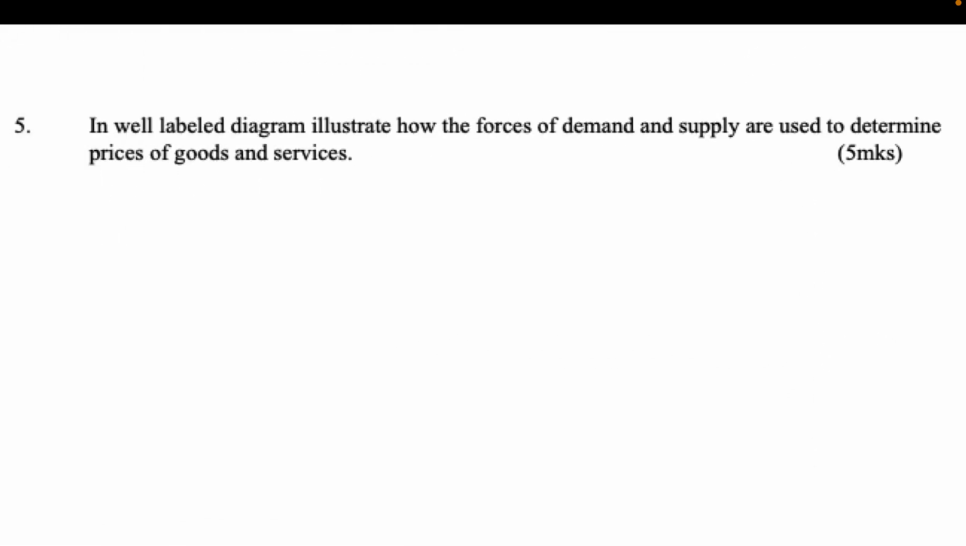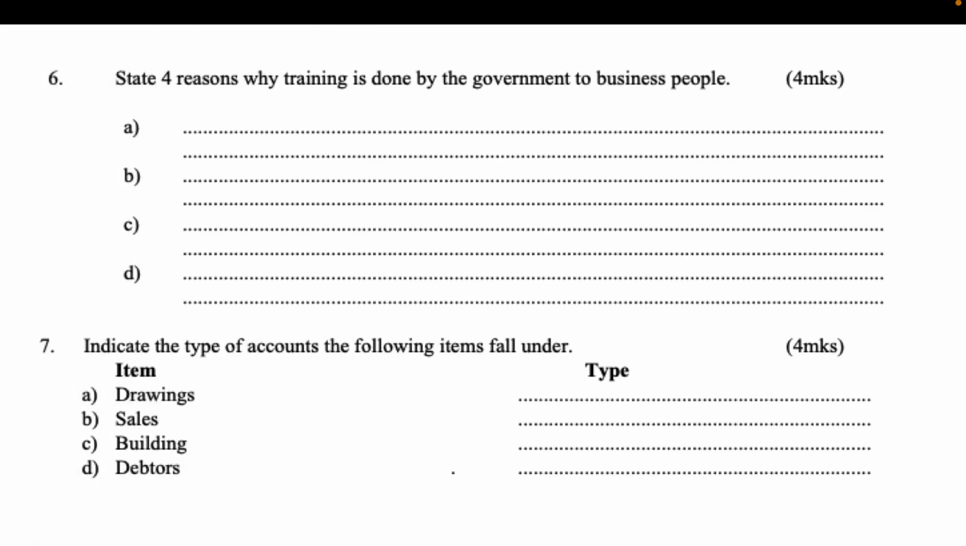5. In a well-labeled diagram illustrate how the forces of demand and supply are used to determine prices of goods and services, 5 marks. 6. State 4 reasons why training is done by the government to business people.